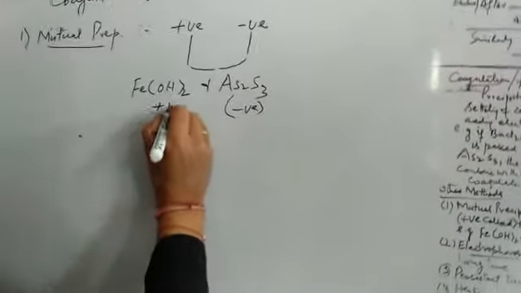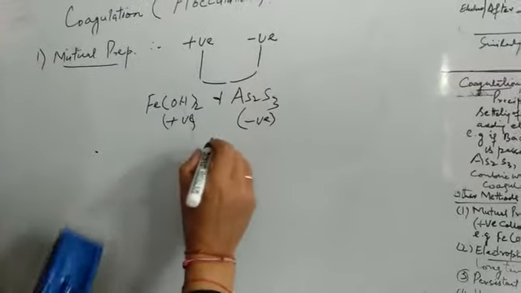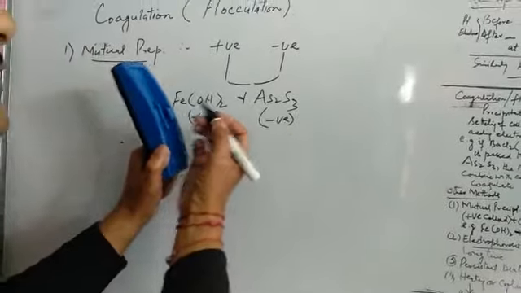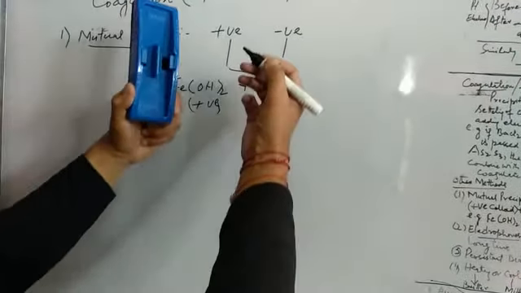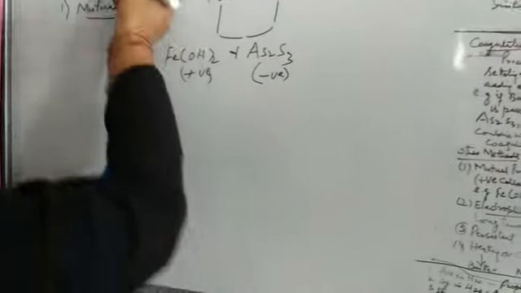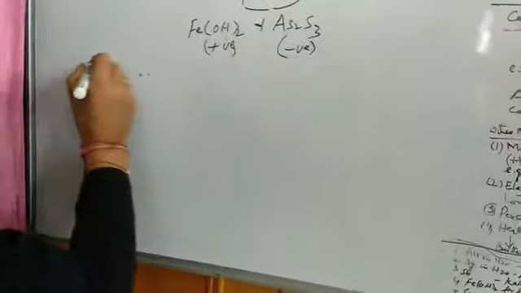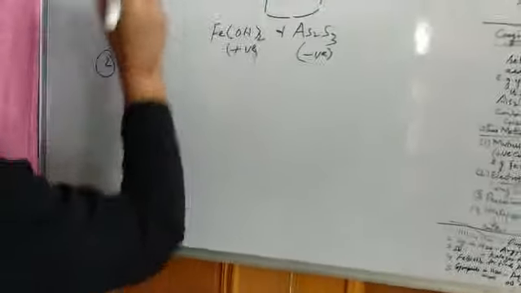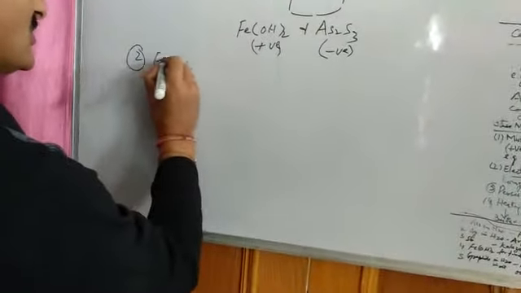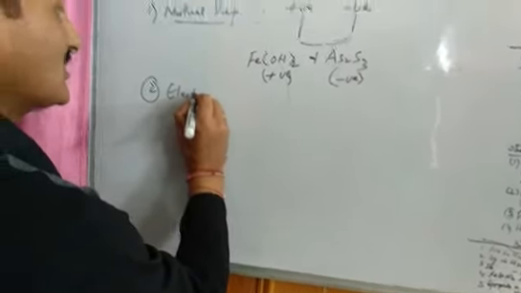Now if we mix them, what will happen? They will combine and get neutralized, and as a result, precipitation will take place. Settling down of the colloid will take place. That process will be known as coagulation. Similarly, we have another method of coagulation, that is electrophoresis, which we just discussed.